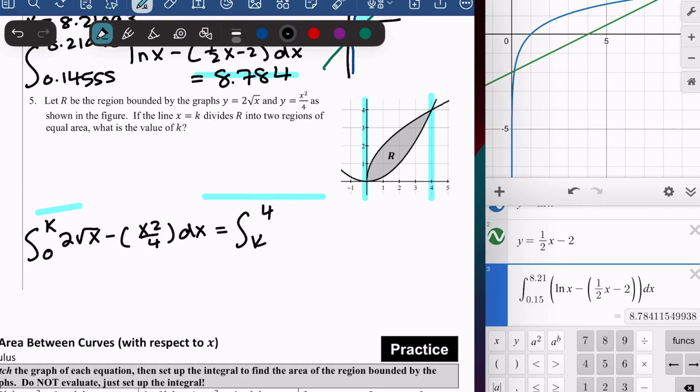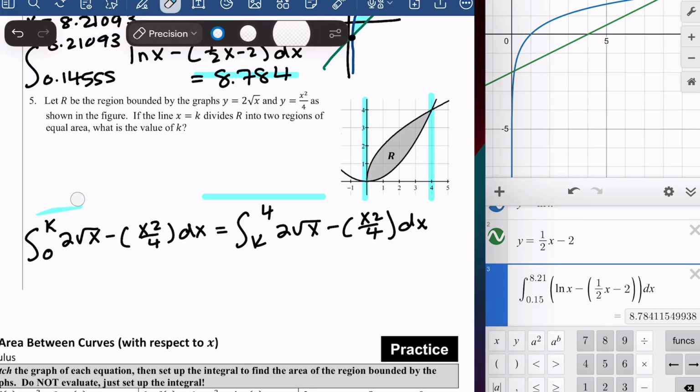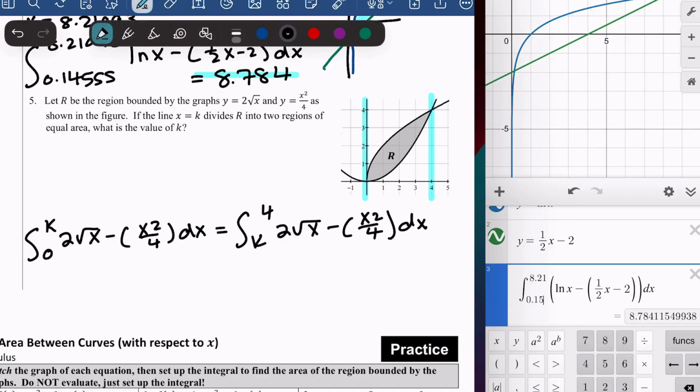We're still subtracting the same functions here. So it's 2 square roots of x minus x squared over 4 dx. But notice, based on how many variables we have here, k and x, are we able to just put this into Desmos? No, not yet. So what we're going to do is integrate this by hand at first. We're going to plug in 0, k, and then k, 4, and that way everything will be in terms of what variable? K. So once we have everything in terms of one variable, then we can use Desmos to help us solve for that variable.